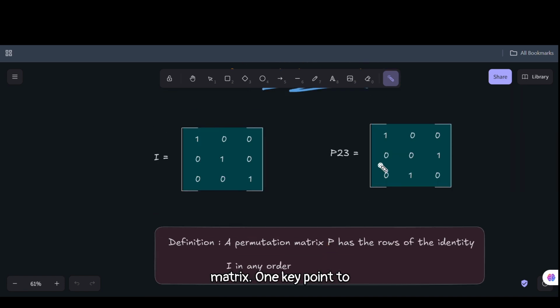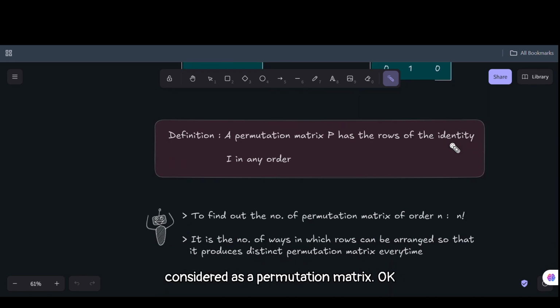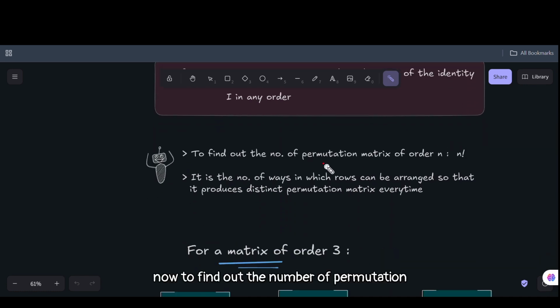One key point to remember is that for any row, we should only have a single one, and the rest of the entries should be 0. Then only it is considered a permutation matrix. Okay. Now to find out the number of permutation matrices of order n, we have the formula n factorial.